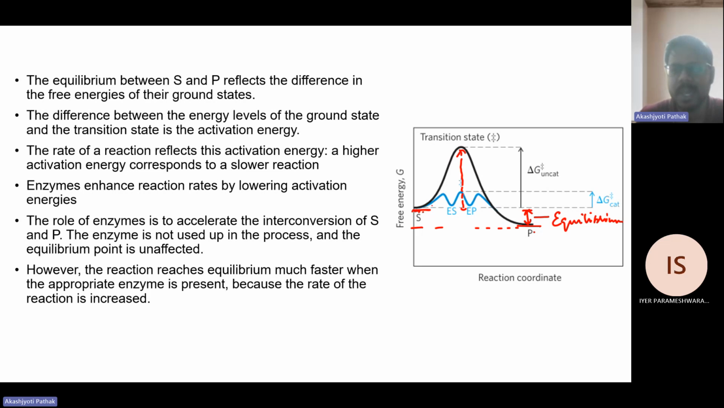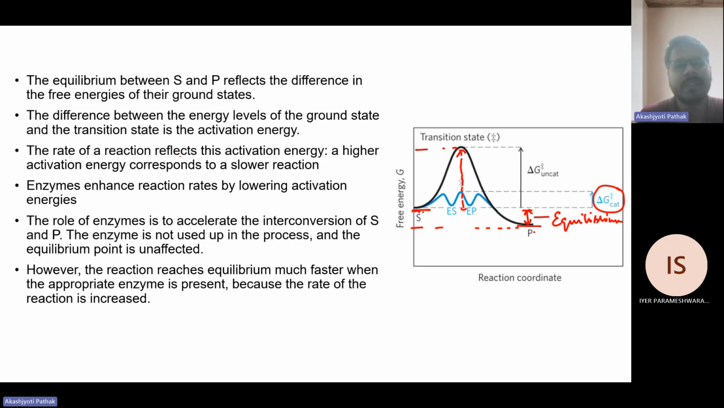So activation energy. Activation energy is the difference in the free energy of the substrate and the free energy of the transition state. So this activation energy gets lowered when an enzyme is added. So before the addition of an enzyme, this was the activation energy. Now, once the enzyme is added, the activation energy got decreased. So why does the rate of a reaction increase when an enzyme is added? Because this activation energy gets lowered, right?